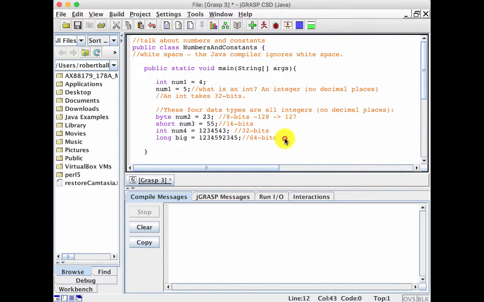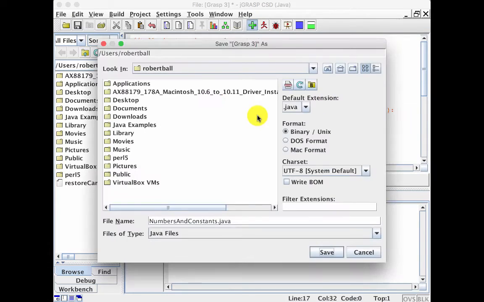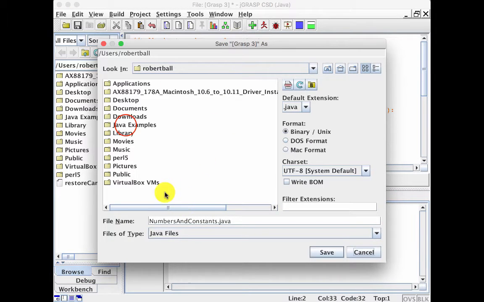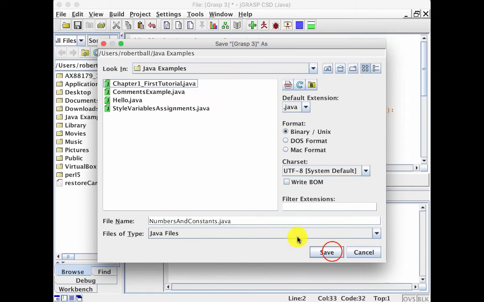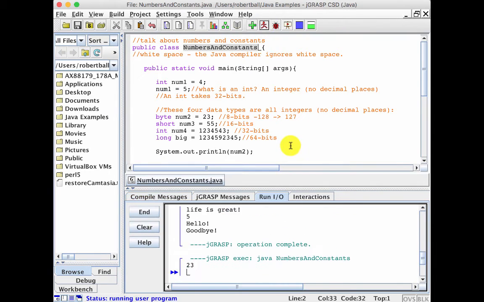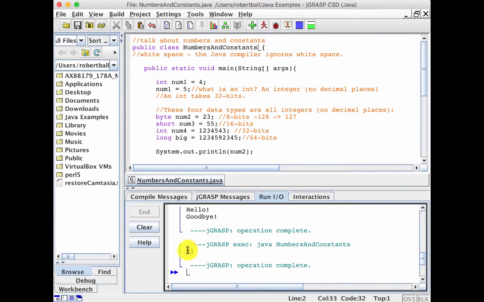So for example, I'm going to system out println, and we'll do num2, compile that. Yes, I'd like to save it. And what did I call it? Just copy and paste. This is called numbers and constants. Put in the same place as I always do. Save, okay, and then run it. Okay, we got 23. Great.